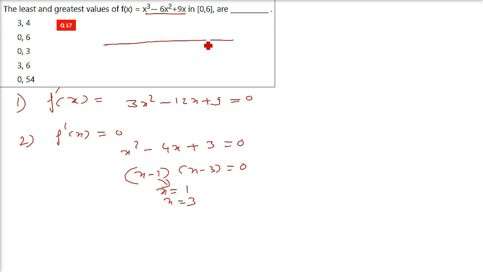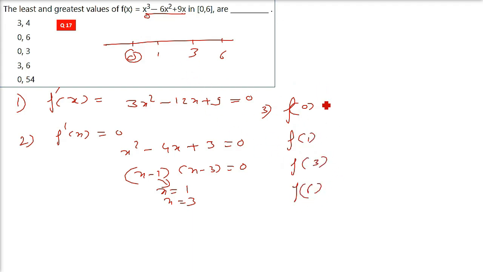Once you have x equals 1 and 3 as the critical points, your whole interval, not range basically, is 0 to 6. Now this 1 and 3 is inside this 0 to 6. So you have 4 values here: 0, 1, 3, 6. You have to find out the least and greatest value, that is the minimum and maximum value, between 0 to 6, and by differentiating and equating to 0 we got two values as well, 1 and 3. So we have to find out the value of the function at 0, 1, 3 and 6.